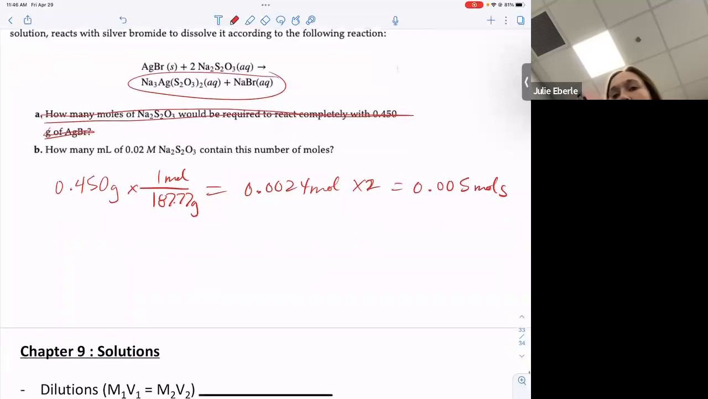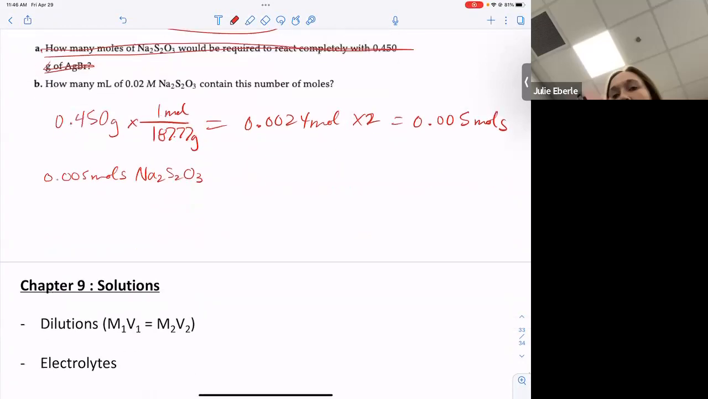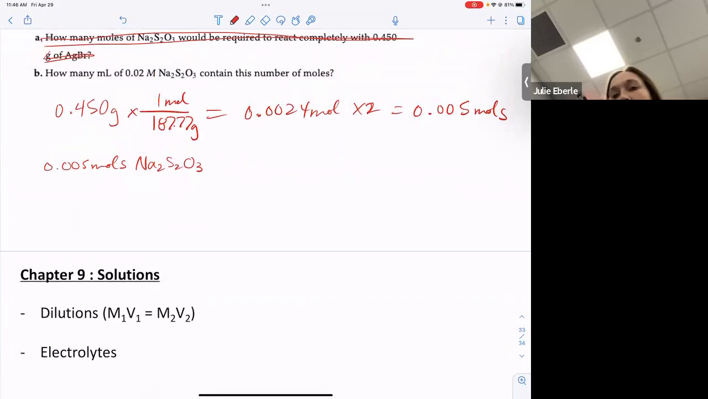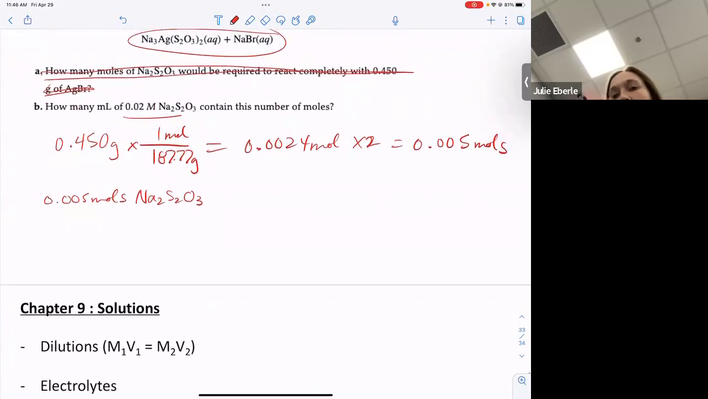All right, so we're going to start with 0.005 moles of the Na2S2O3, okay? And it says how many milliliters of 0.02 molar solution contain this number of moles. So if we need 0.005 moles to react with our silver bromide, which was from part A, how many milliliters of a 0.02 molar solution contain this number of moles? So what is molarity? Molarity equals moles over liters, right? Now in the end, we'll convert to milliliters.